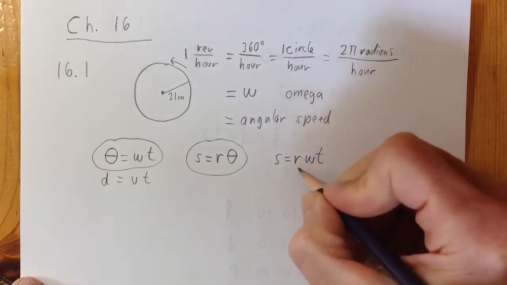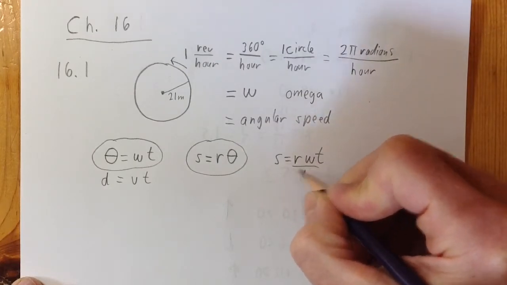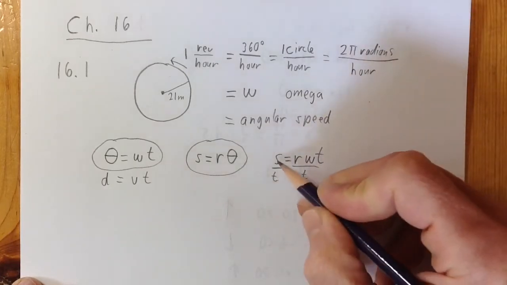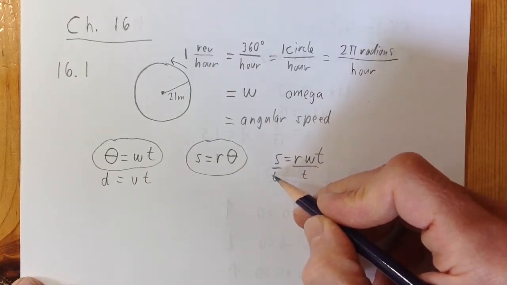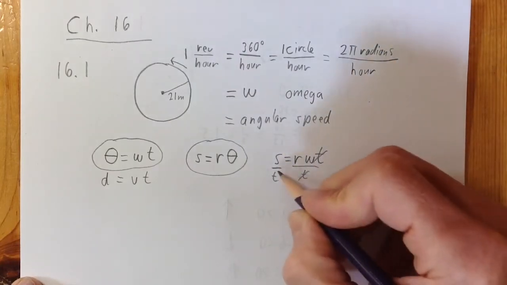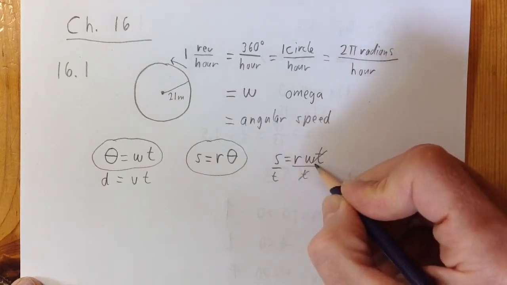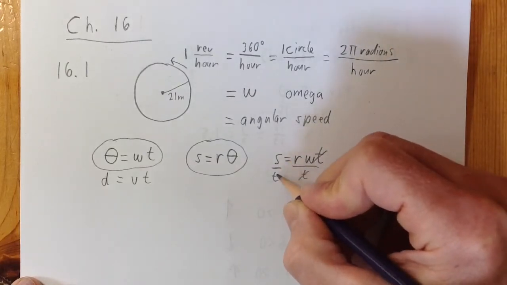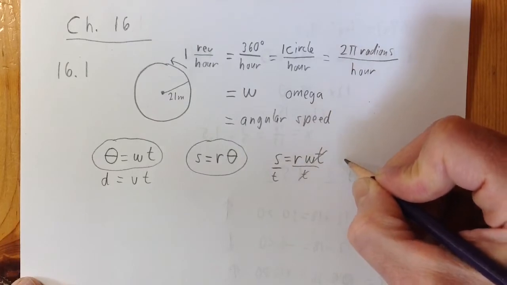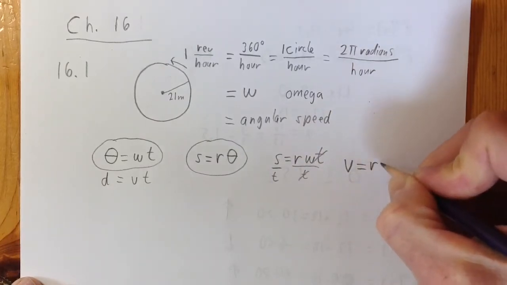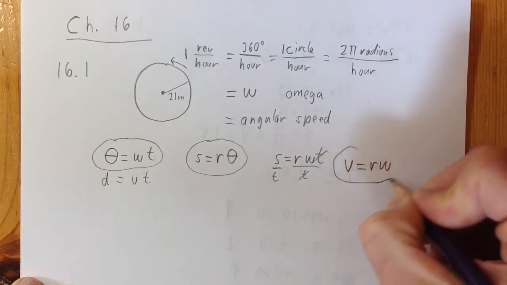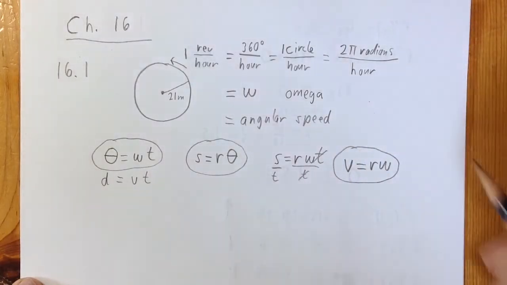If we divide both sides by t, S over t, that's like distance divided by time, which is like velocity. So S over t is equal to r omega, and distance divided by time is like velocity. So the other formula we're going to use a whole lot is that the velocity is r omega. So those three formulas are going to be used a whole lot.